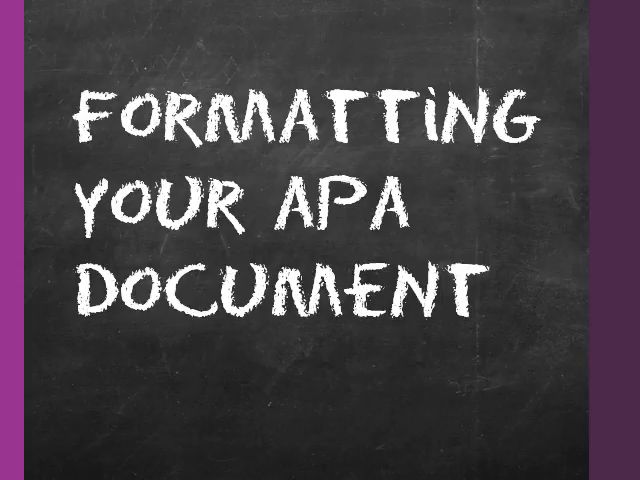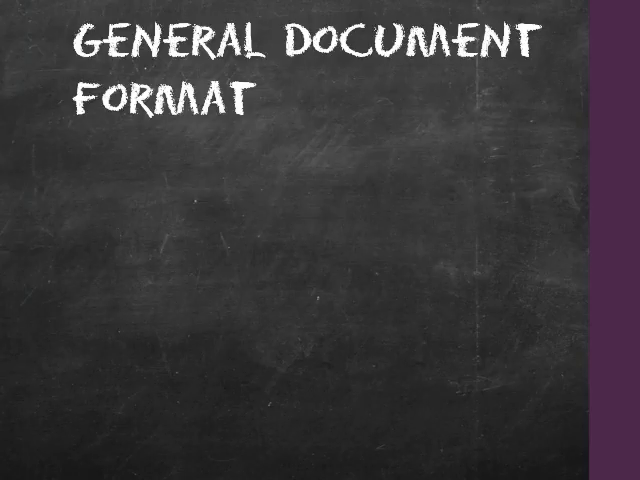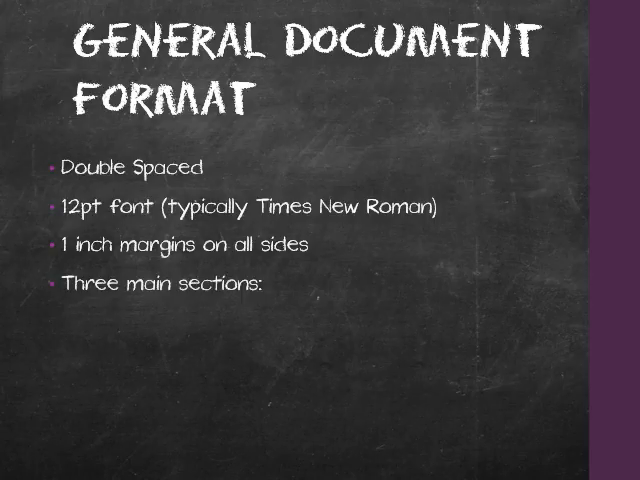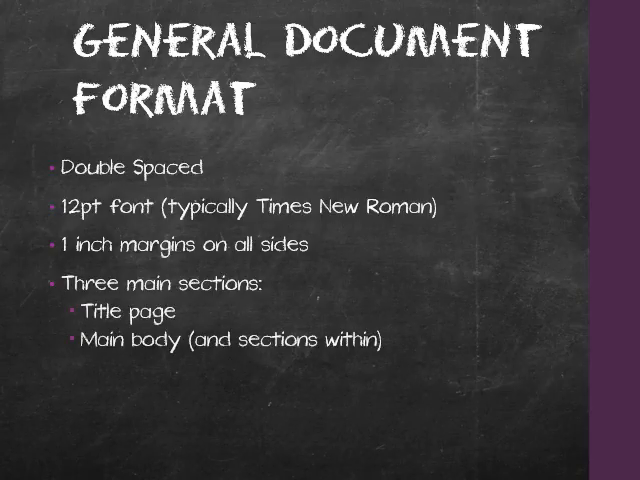Next, we're going to discuss how to format an APA document. All APA documents follow the same general formatting rules. Number 1, double space your document. Number 2, use 12-point font, usually Times New Roman. Number 3, use 1-inch margins on all sides of the page. Number 4, include 3 main sections in your document: A, the title page, B, the main body and all sections therein, and C, the references section.